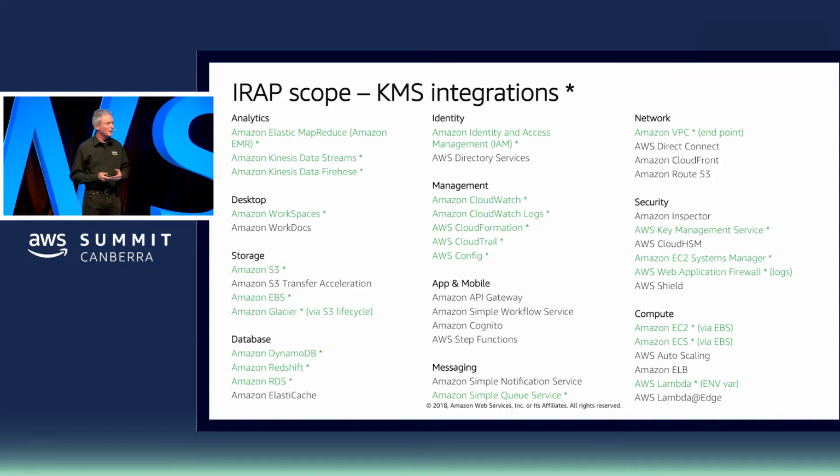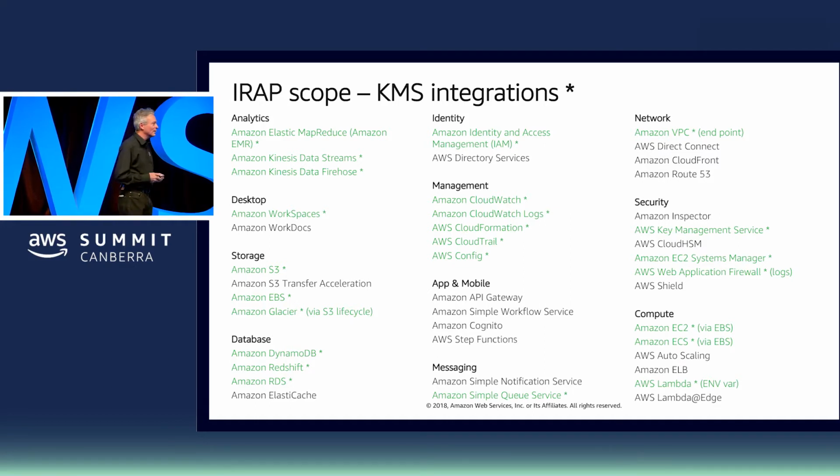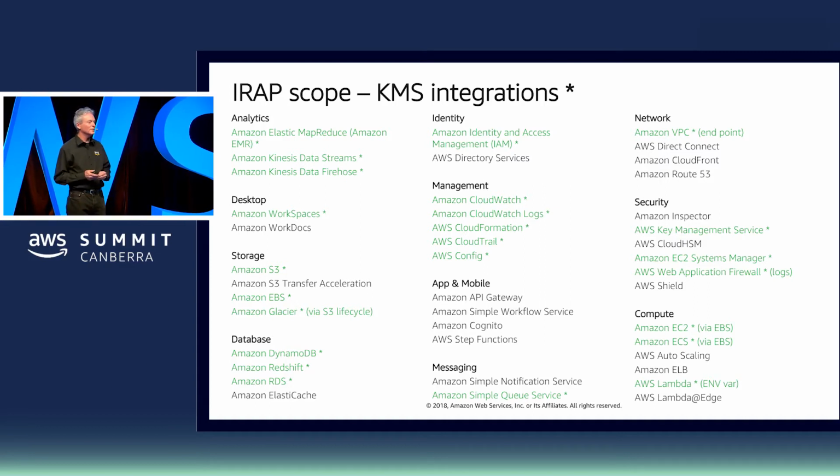I thought I'd help you understand where it's been integrated across those 46 services that were in scope of the IRAP assessment. This is the same list that I showed before, but what I've done here is highlight those that have some form of KMS integration. It's in green, or if you can't see the colour, I've got an asterisk by the service. So you can see it's a pretty pervasive list that has some form of KMS integration.